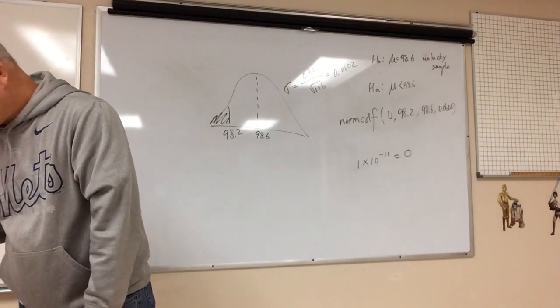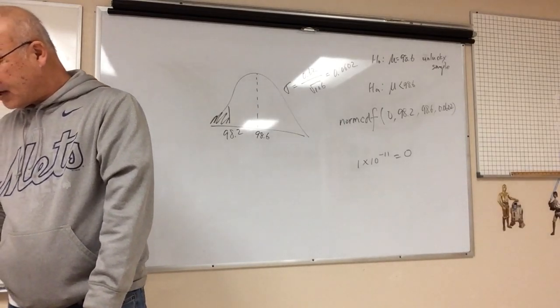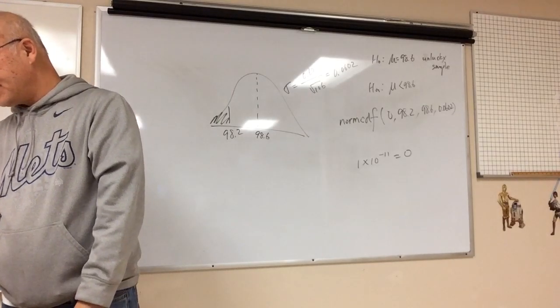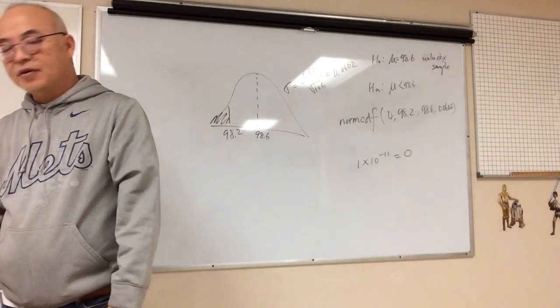And then there's a correction for a finite population, and we're going to skip that. I don't need that. Okay, we're good for today.